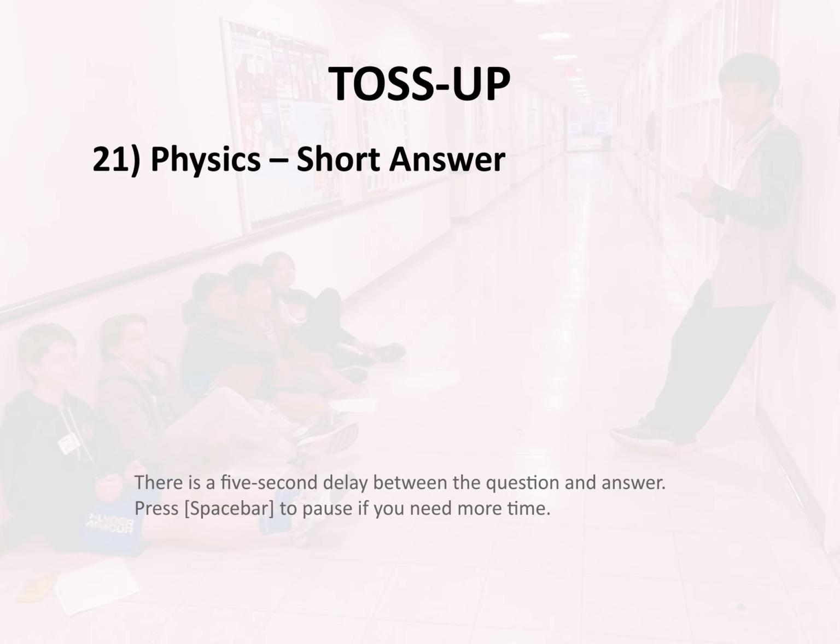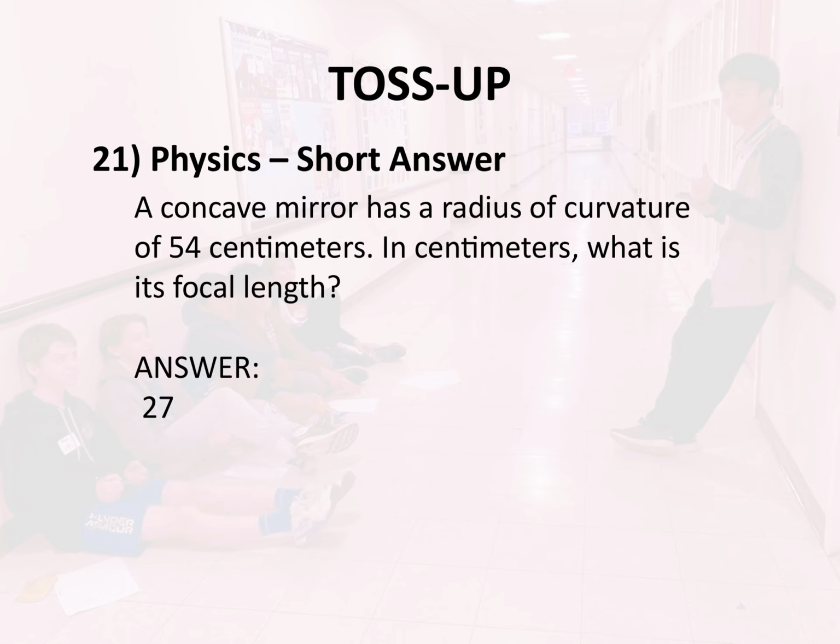Toss-up 21. Physics, short answer. A concave mirror has a radius of curvature of 54 centimeters. In centimeters, what is its focal length? Answer: 27.